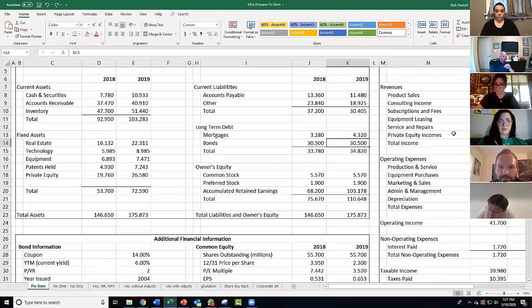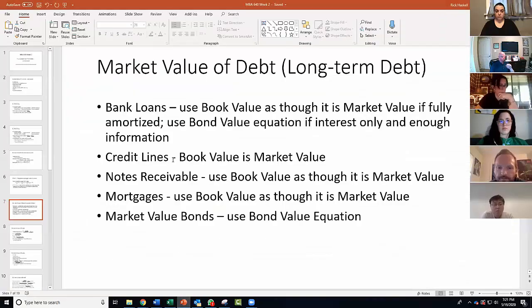So what capital debt do we take using the market value and the book value as being the same value? And what capital debt do we actually calculate a market value for the debt? And I will tell you that it falls into some categories. So if it's a bank loan, we will use the book value as though it is market value, assuming it's a fully amortized loan. Why will we do that? Because we don't have a nice, neat little formula to suggest otherwise. There isn't a simple equation to suggest otherwise.